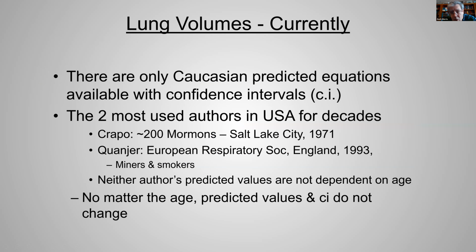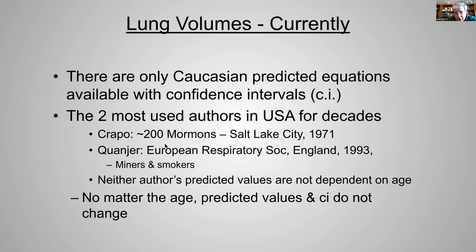Now, currently, there's really only Caucasian predicted equations that are available with confidence intervals. Up till now, till the last year, the two most common authors that were used in the United States are Crapo and Quanjar. Now, Beck-Lake was pretty popular also, but these are the two biggies. We use Crapo in the lab downtown.